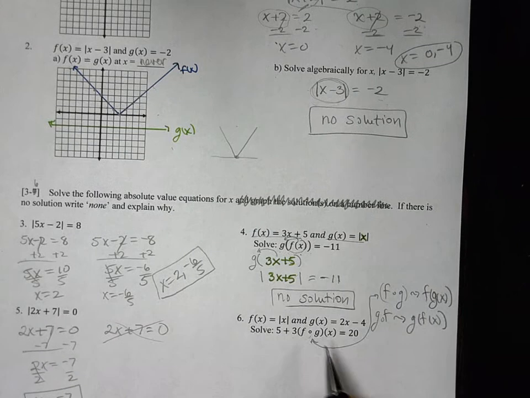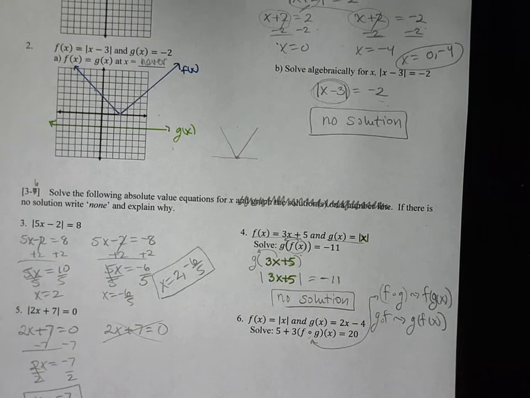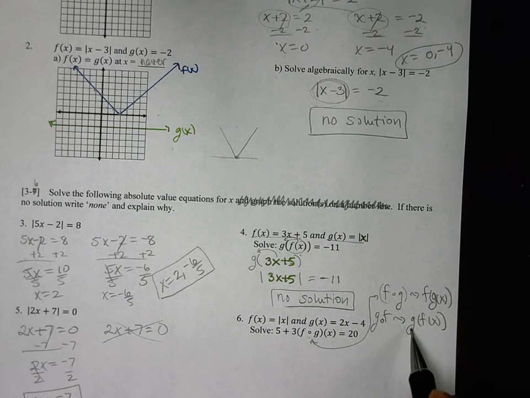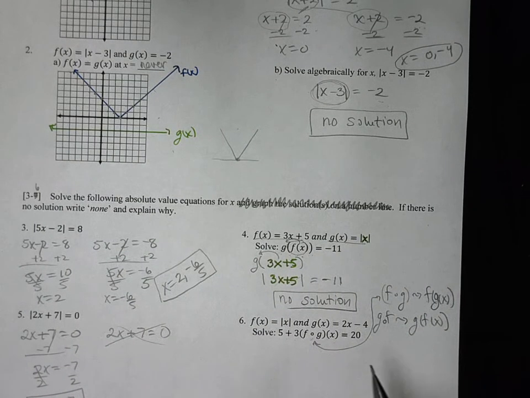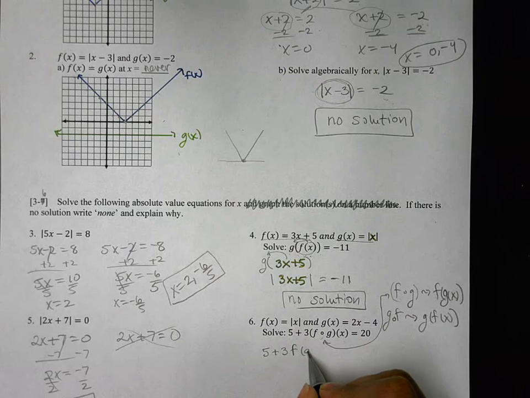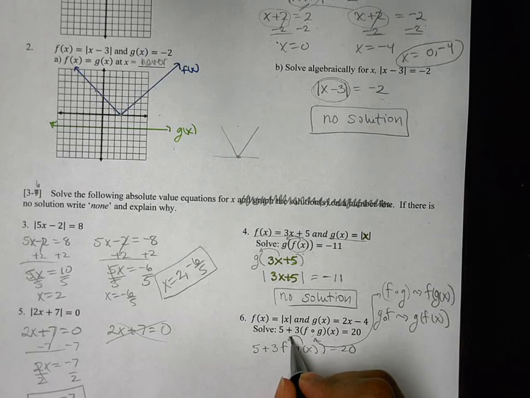So when you see that little symbol, it looks like a multiplication, but it's an open circle. It's really tiny. It's not f times g, it's f of g. So g circle f and f circle g, that little open circle, it's f of g of x or g of f of x, depending on what's on the outside. So I'm going to rewrite it. 5 plus 3 times f of g of x equals 20. I'm going to plug the g into the f function. I'm going to do that part. I'll put everything else around it.